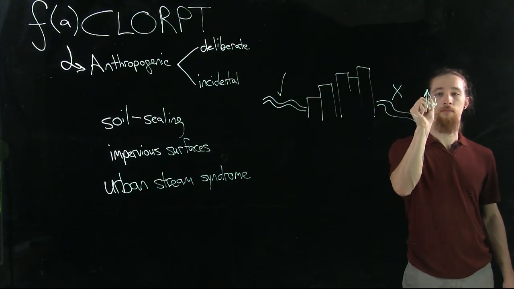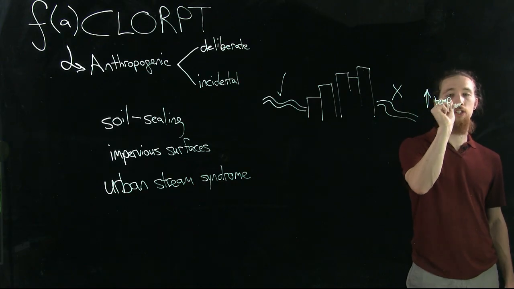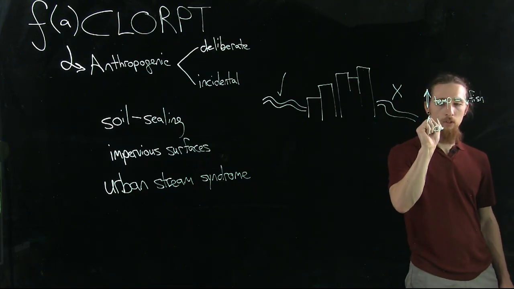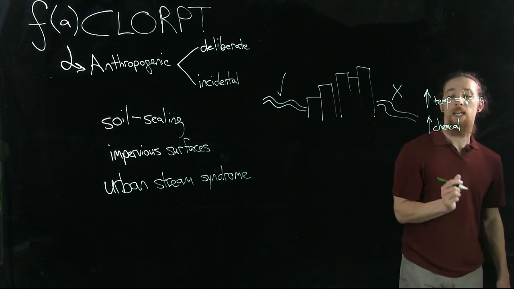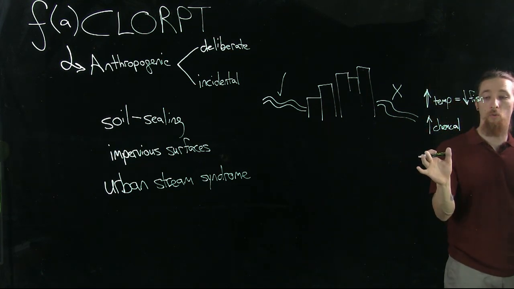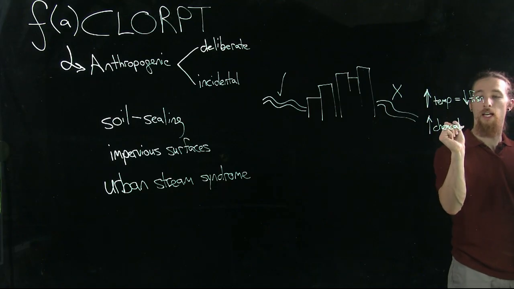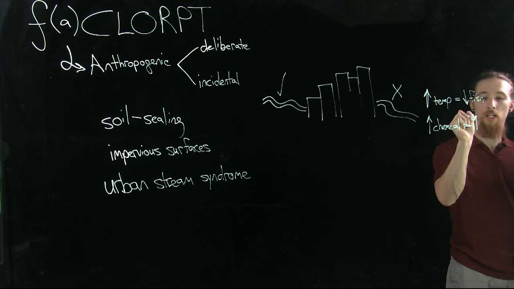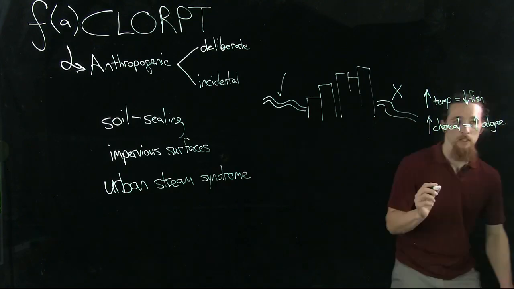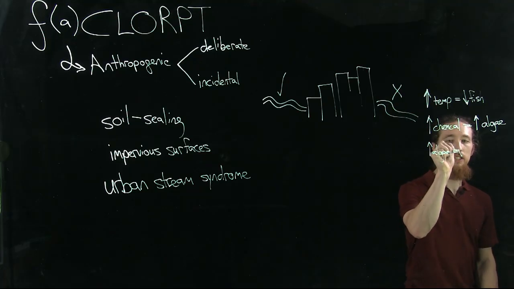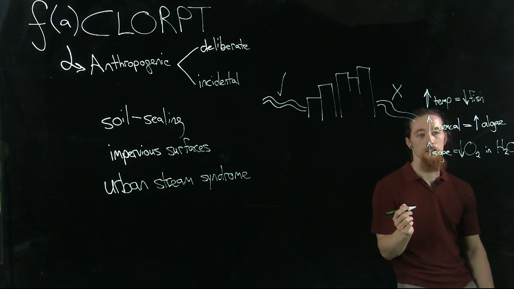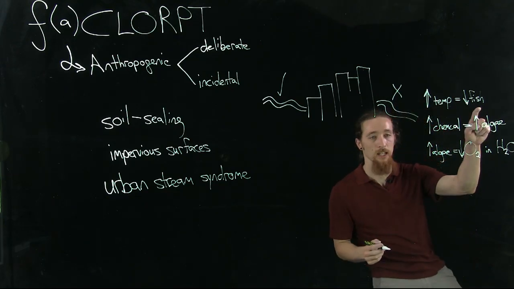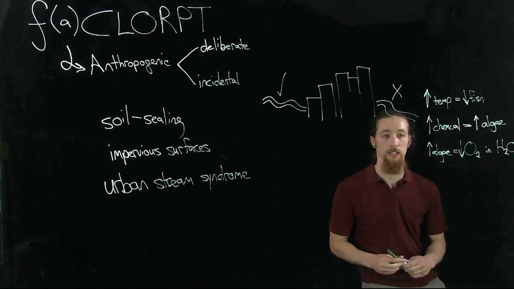Elevated temperature, which tends to kill fish. Increased chemical loads in the water because it wasn't filtered by the soil. And so that means we get greater algae growth. More algae means less oxygen in the water. And that means, again, less fish. And so this is where we get dead zones.